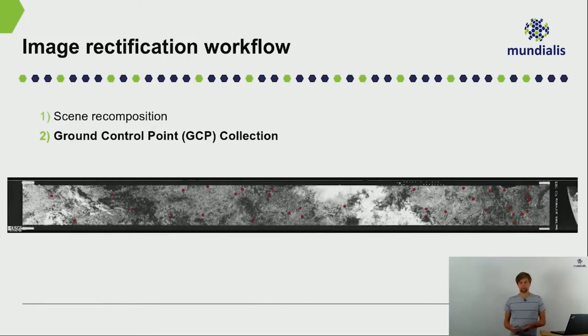We found that collecting 20 to 40 ground control points over an entire scene is enough to give a good auto-rectification, but it would be necessary to distribute these points as evenly as possible over the image in order to have a good result of the auto-rectification in each part of the image.